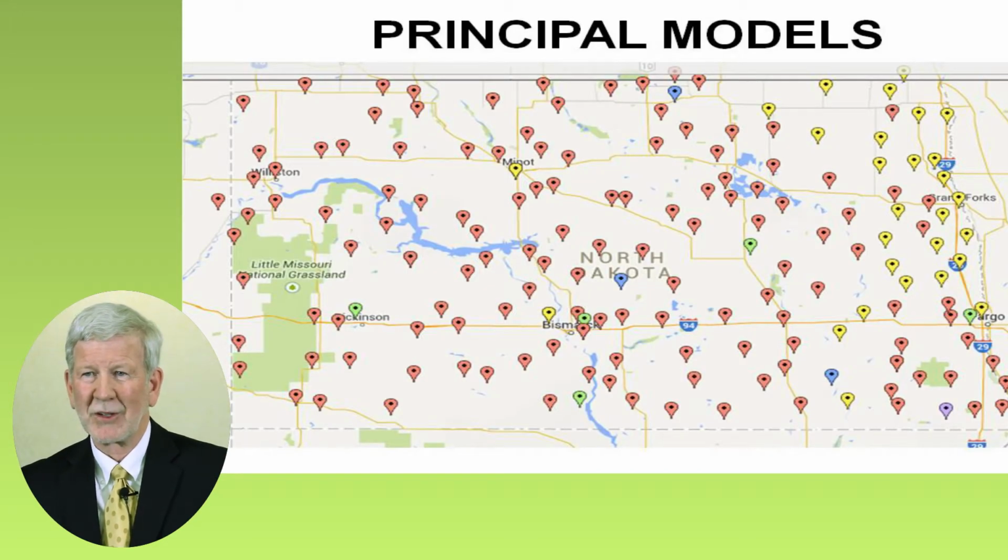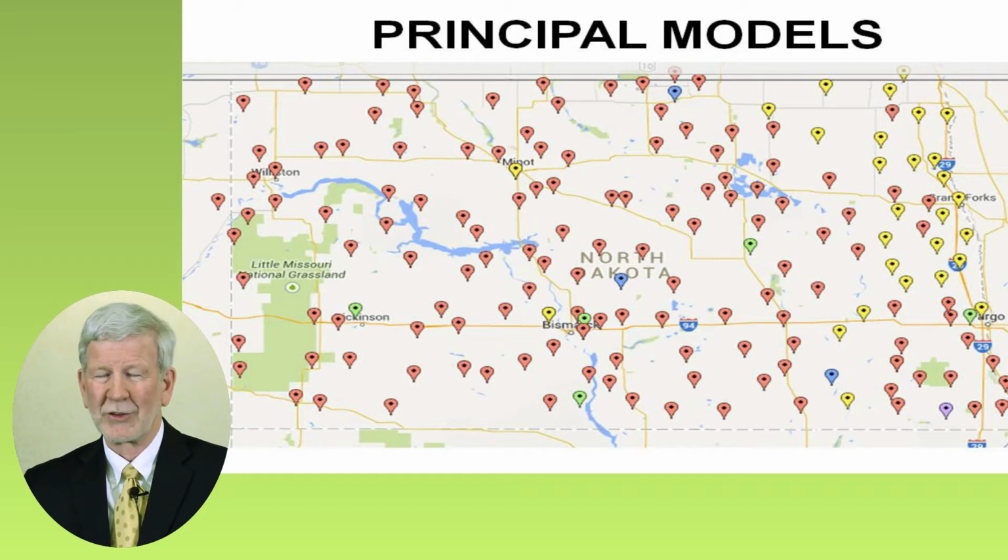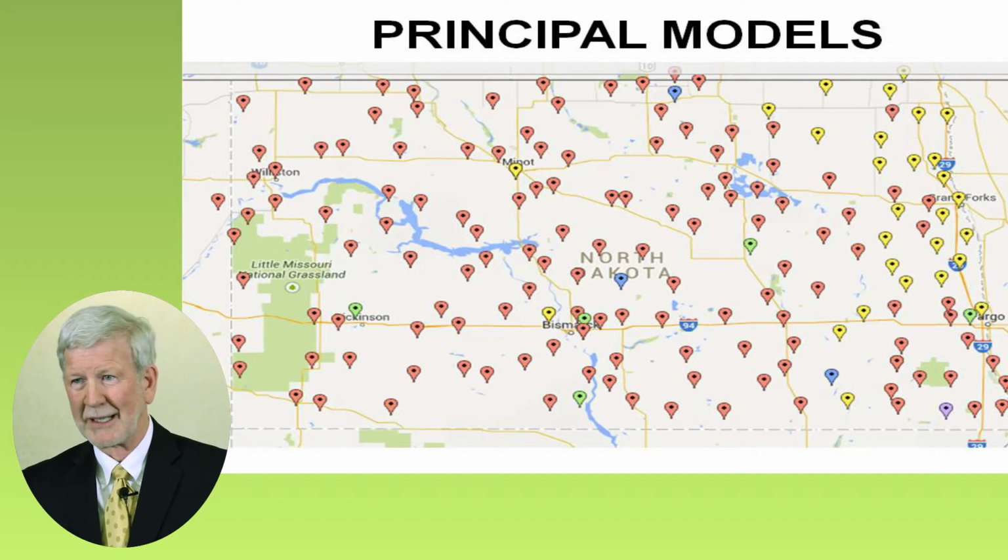Just to give you a sense of what's happening across the state, the red dots here represent those schools that have adopted the Marshall Plan for their principals. The yellow is those who have adopted the Marzano Plan. Green are the North Dakota template and will probably be the Danielson Plan.